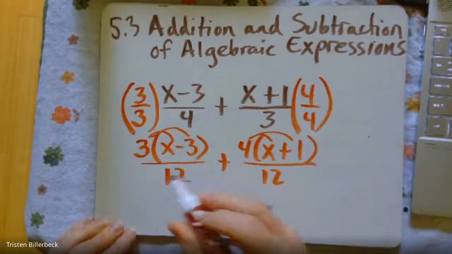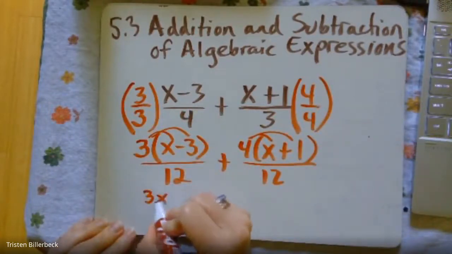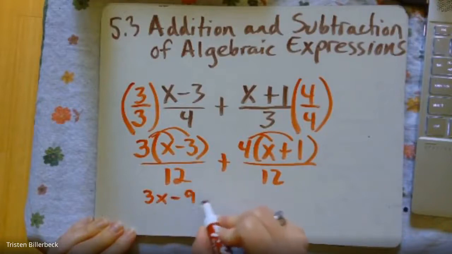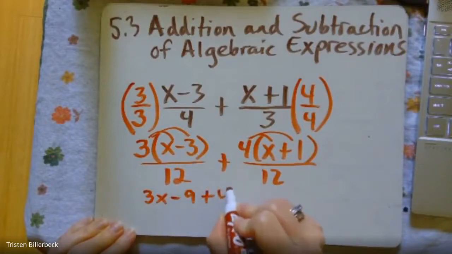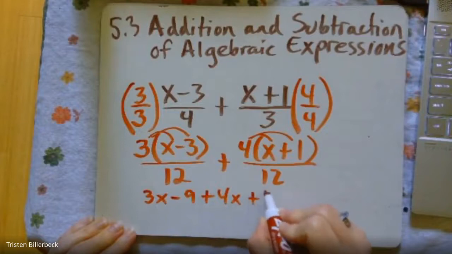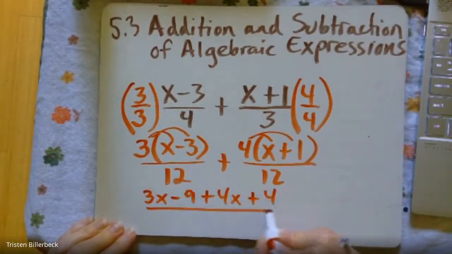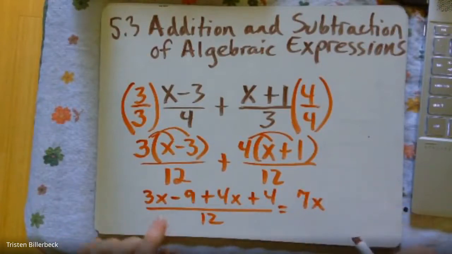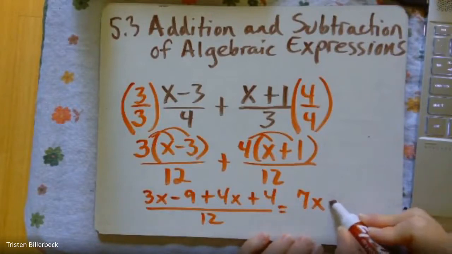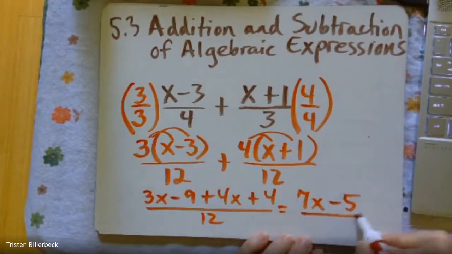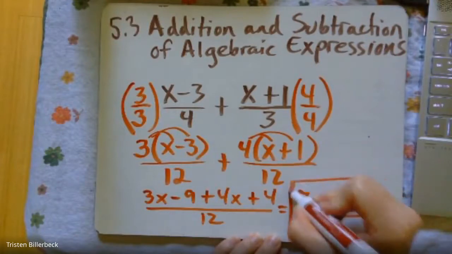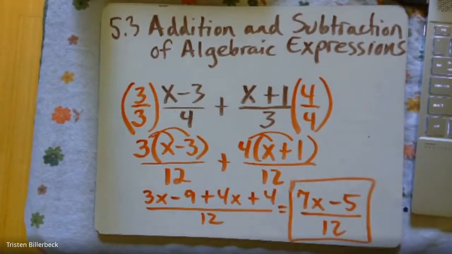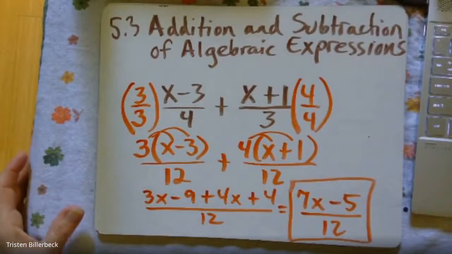So we have 3x minus 9 plus 4x plus 4 over 12 equals, and 3x plus 4x is 7x, minus 9 plus 4 is minus 5. So we'd end up getting 12. So that's what we're heading into. All right, let's try another example.